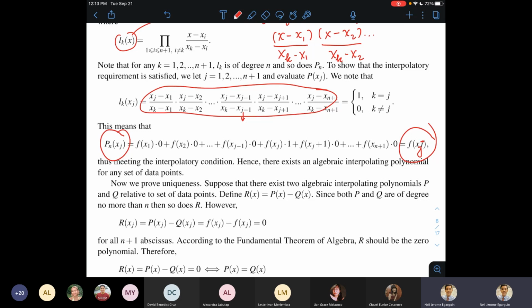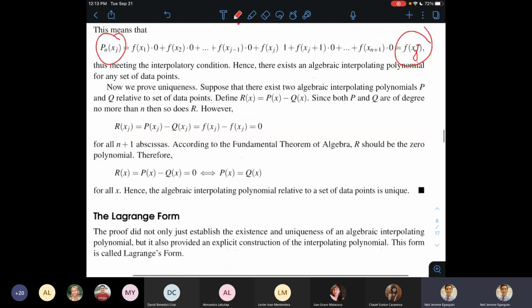Now, we are done with existence, and actually this proof gives us a way on how to write the interpolating polynomial. We'll see that later, okay, in action. Now let's prove uniqueness. So this is a usual proof of uniqueness. We assume otherwise. Kunwari, meron dalawang algebraic interpolating polynomial. Let's say si P at saka si Q. All right? So gusto ko ipakita ngayon that P is necessarily equal to Q to prove uniqueness.